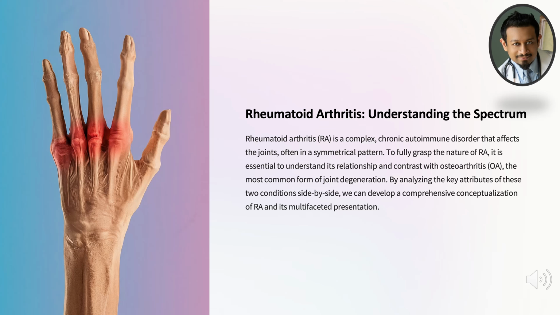Welcome, everyone. Today we're delving into the intricate world of rheumatoid arthritis, a complex autoimmune disorder that wreaks havoc on the joints. Rheumatoid arthritis presents a unique challenge due to its chronic nature and autoimmune mechanisms, often manifesting in a symmetrical pattern across joints. To truly comprehend rheumatoid arthritis, it's imperative to juxtapose it with osteoarthritis, the most prevalent form of joint degeneration. By analyzing the distinguishing features of these two conditions side by side, we can gain a comprehensive understanding of rheumatoid arthritis's multifaceted presentation.